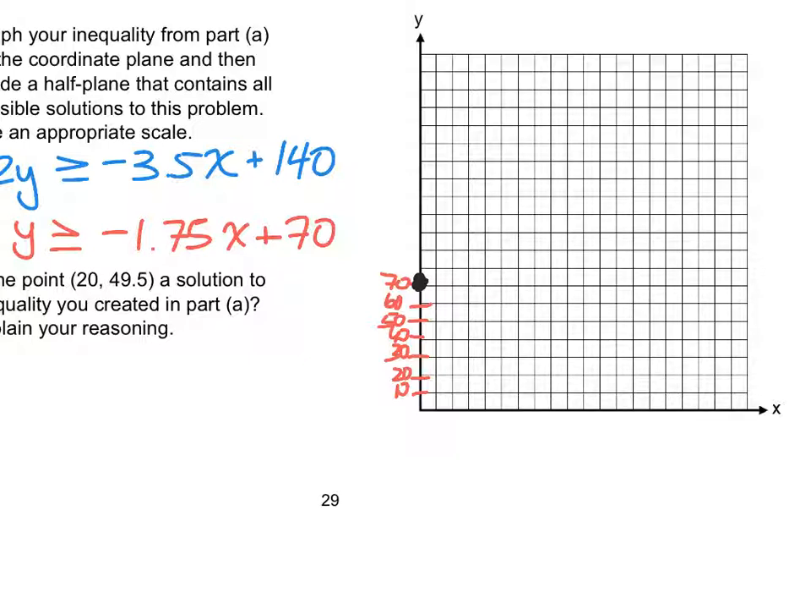We need the y value to be equal to what in order to find the x-intercept? What does the y value have to be equal to? In order for a point to be on the x-axis, the y value has to be equal to 0. All right, so find the x value that has a y value equal to 0, and it'll be 40.